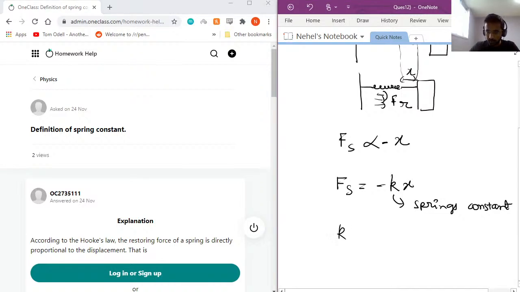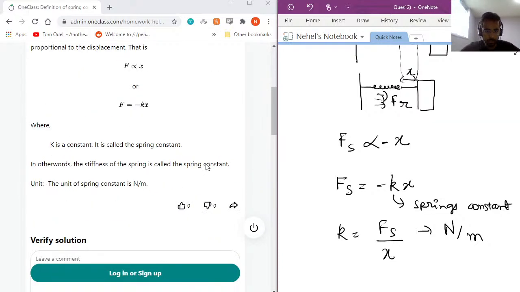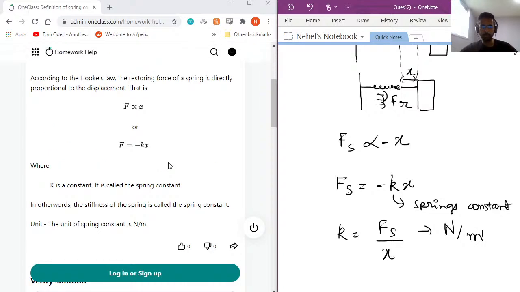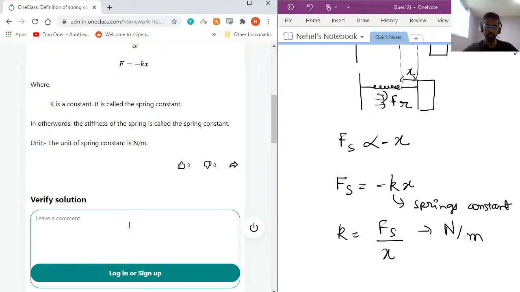And then if we just solve for k, we would have F_s over x, and the dimensions are newtons per meter. So that's the definition of the spring constant. It is, in other words, the stiffness of the spring. So yes, it's directly related to the stiffness of the spring. So the solution is correct as well.